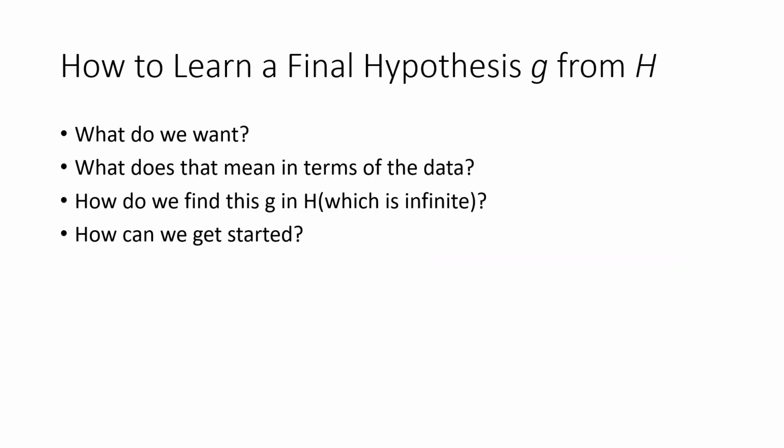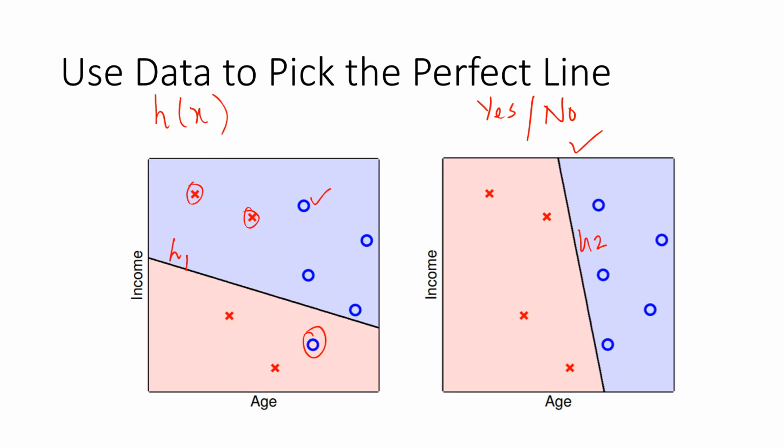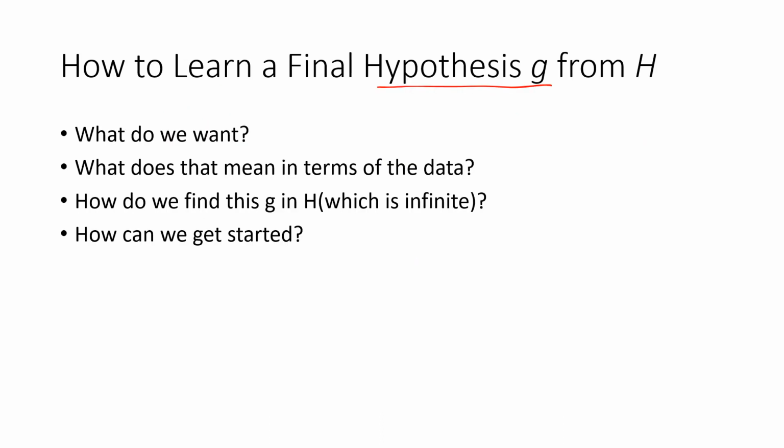So even after looking at these two examples, it is not completely clear to me which one I should be picking. The questions that arise are: if I have to learn a final hypothesis G, because in this case I decided this is good, so my G is essentially my H2. But in order to get that final hypothesis G from H, we have to understand what we want. We want to decide which hypothesis out of my H of X is better.